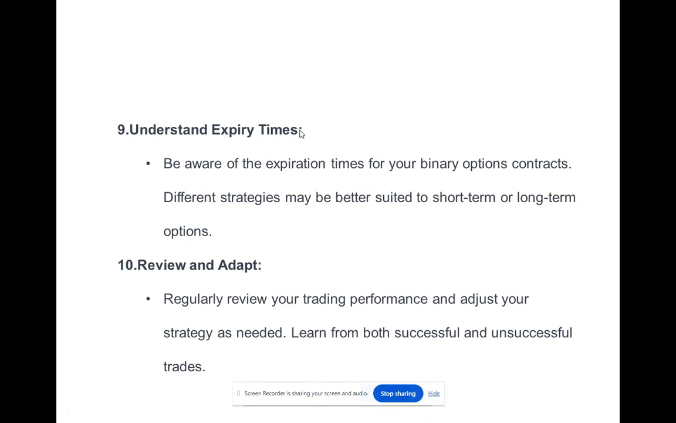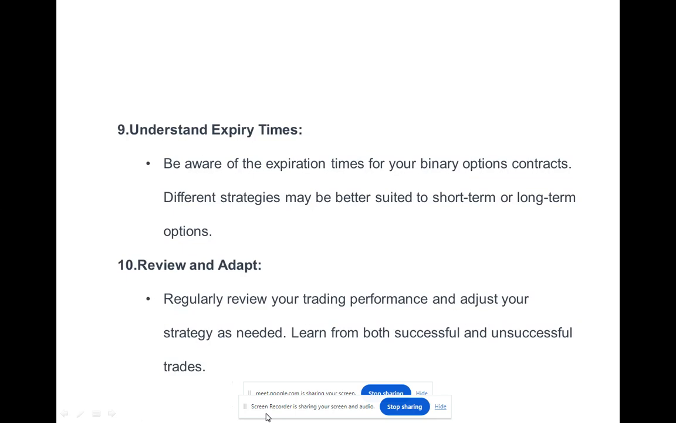Okay. Then the last step is you must review and adapt. Regularly review your trading performance and adjust your strategy as needed. So learn from both successful and unsuccessful trades. This is one of my secrets. The last word here, I said you must learn from both successful and unsuccessful trades.